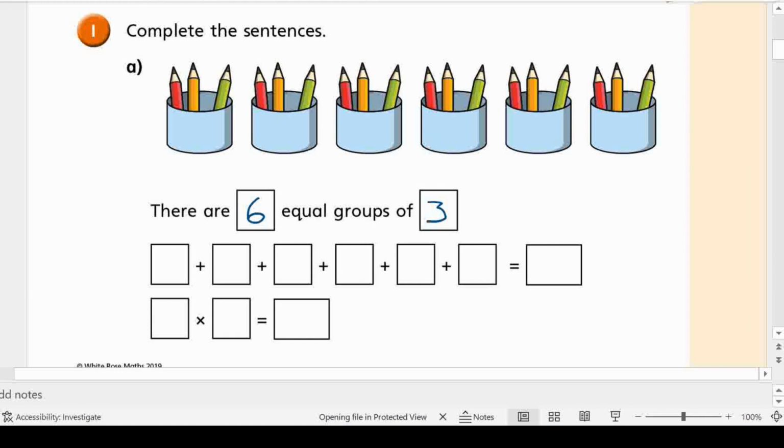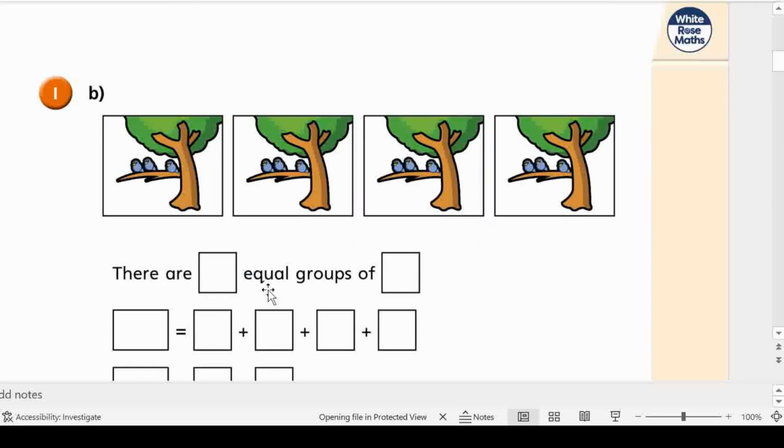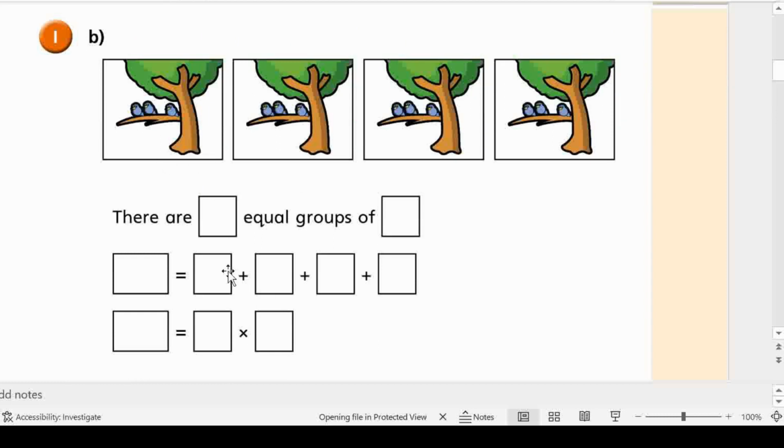So here, what would I write here? First of all, how many squares are there? 6. So what would be the number I have to write in each square? 3, yeah. And the total would give me 18. Right. Good. And then this equation here, what would I write? 3 times 6. And again, the answer would be 18. Thank you. Okay, next one. Now we're looking at birds in a tree, in 4 trees. So there are equal groups of, what would I write here?